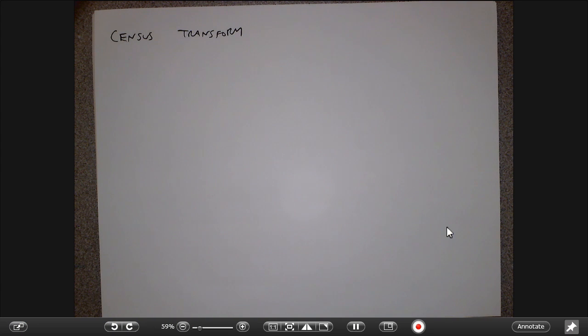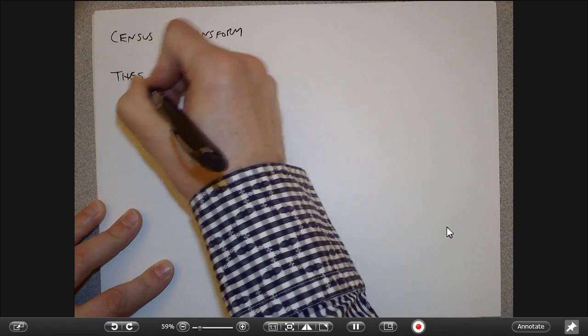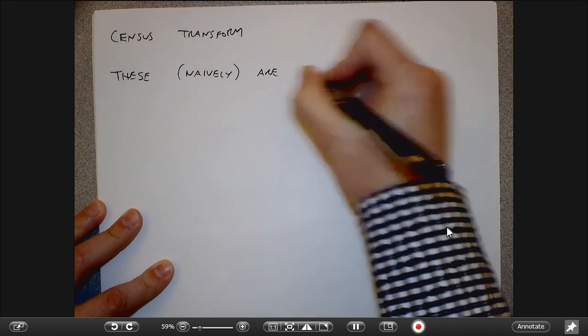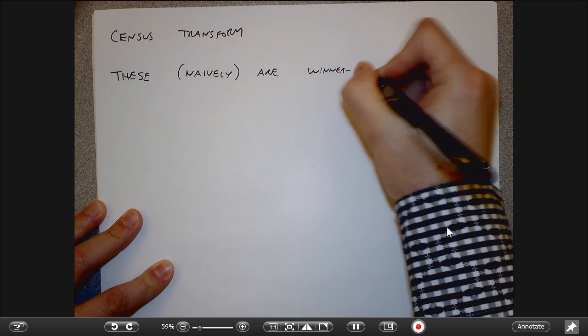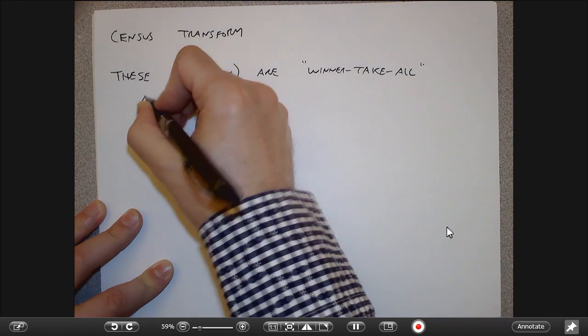So one issue with any of the stuff I just told you is that the decision about the best match for a given pixel, the way I've explained it so far, is basically independent at every pixel along the scan line, right? And so these, naively, are what I would call winner-take-all approaches.